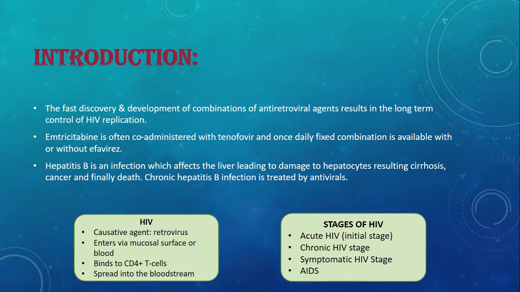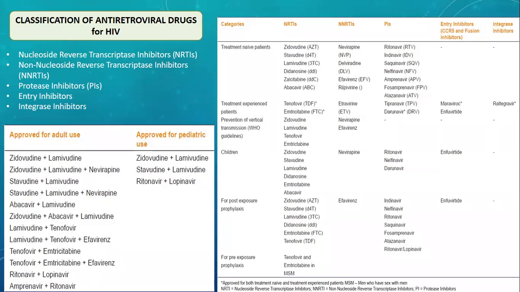The acute HIV stage is also known as the initial stage, in which flu-like symptoms appear days to weeks after HIV infection. This stage further progresses into the chronic HIV stage, which is also known as the latent or asymptomatic stage. It can last for several years. Then the symptomatic stage appears, in which the symptoms of HIV infection appear. Lastly, AIDS occurs when the CD4 cell count falls below 200 cells per cubic millimeter, which makes a person vulnerable to opportunistic infections. Now here is the classification of antiretroviral drugs for HIV.